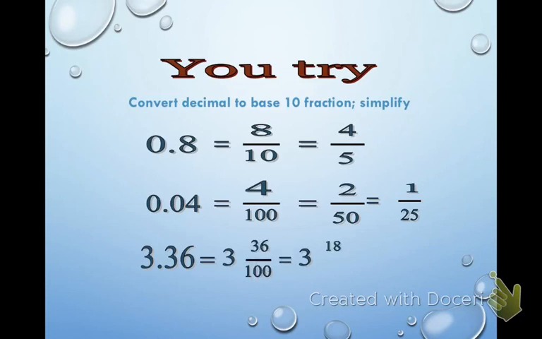And finally, the last one would be 3 and 36 over 100, which needs to be simplified. If you divided them both by 2, it'd be 18/50ths, and once again it can be simplified again, dividing by 2, which would be 3 and 9/25ths. And ladies and gentlemen, that should be your answer.